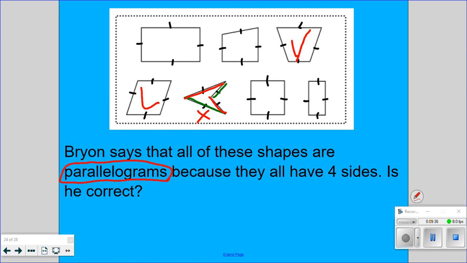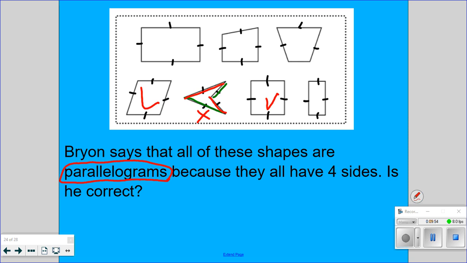Does that one have 2 sets of parallel sides? Oh, no. Use the eraser. Make a new one. Which one is a parallelogram? We have to have 2 sets of parallel sides. It's not going to be that one or that one. So that one. That one has 2 sets of parallel sides.